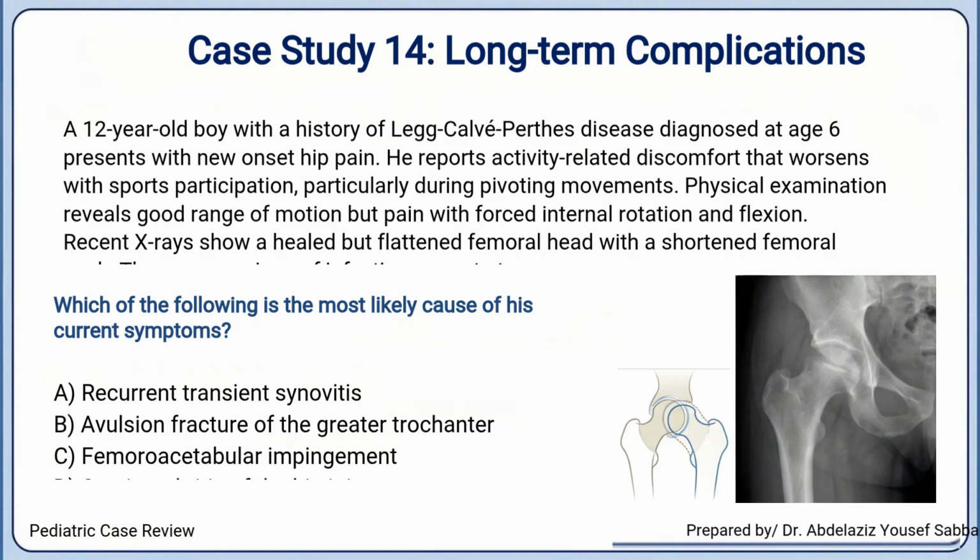Recent X-rays show a healed but flattened femoral head with a shortened femoral neck. There are no signs of infection or acute trauma. Which of the following is the most likely cause of his current symptoms? Option A, recurrent transient synovitis. Option B, avulsion fracture of the greater trochanter. Option C, femoroacetabular impingement. Option D, septic arthritis of the hip joint.